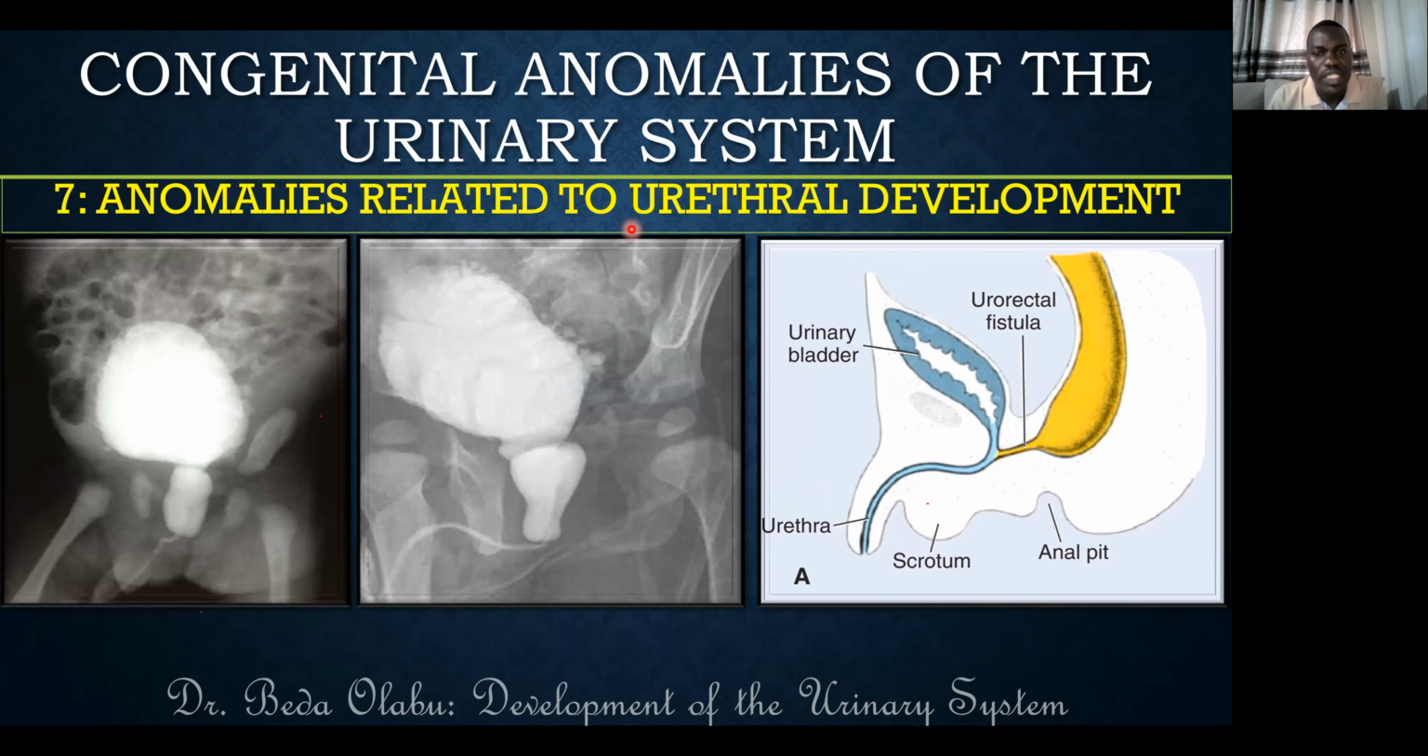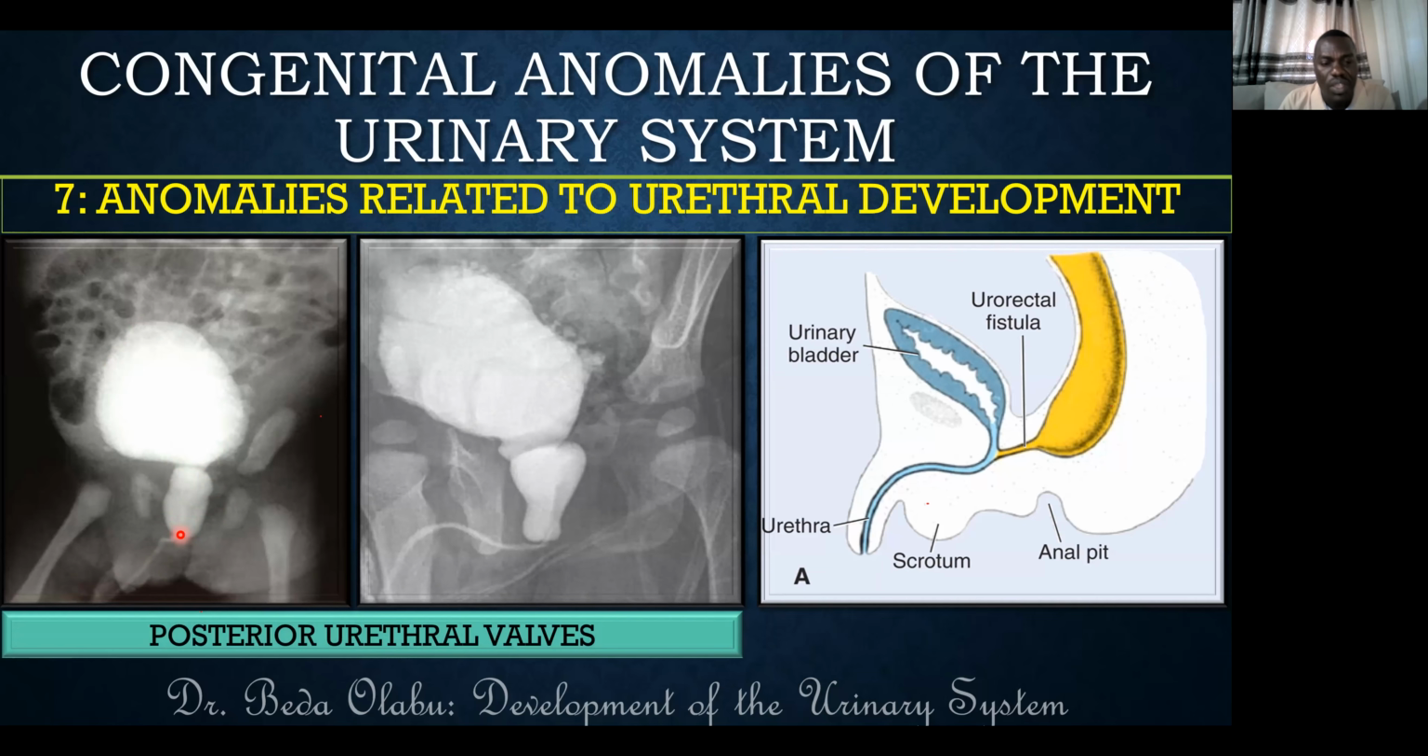Then we can have anomalies related to development of the urethra. In the first one, very common, we see this is urinary bladder. Then this is the initial segment of the urethra, but thereafter we don't see the outline. So the proximal urethra is dilated and the distal part constricted. It means that there's something causing blockage of the urethra there. This is what we call posterior urethral valves. We see this in male child. They present with urinary tract obstruction.